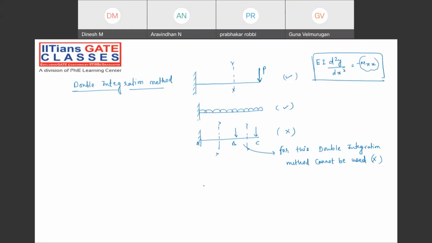The similar concept goes with a very simple case that you will never imagine, the simply supported beam. In fact, a simply supported beam also you will not be able to solve by this method. Again, the moment is going to change. In this section, suppose A, B, C, in between AB, the moment is different. In between B and C, taking from the left hand support, it will be different again. Again, you cannot apply the double integration method. Please note down, very important.